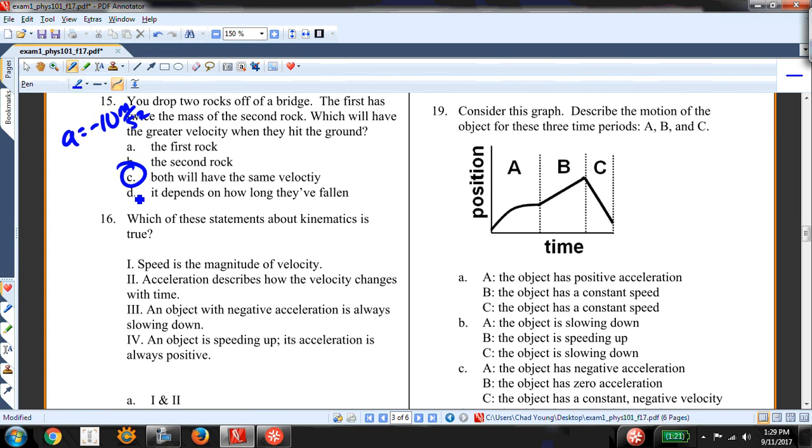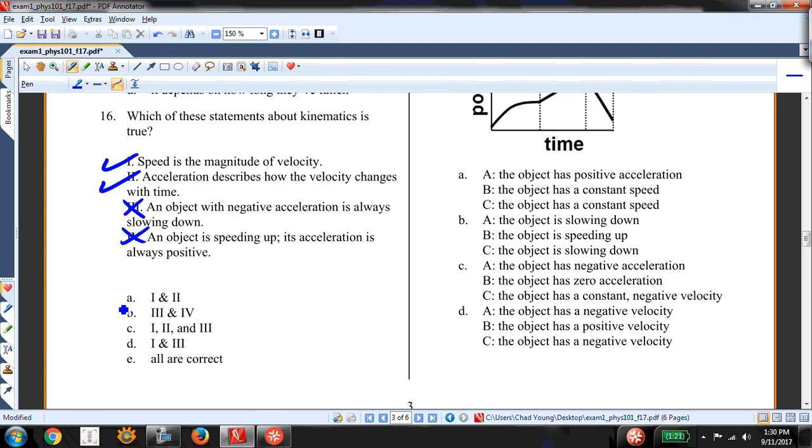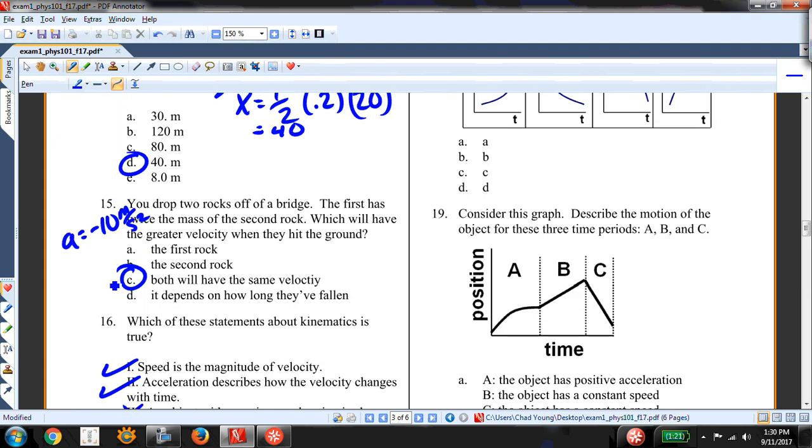Which of these statements about kinematics is true? Speed is the magnitude of the velocity. That's true. Acceleration describes how the velocity changes with time. Hey, that's true too. Object with negative acceleration is always slowing down. Not true. In fact, you can have negative acceleration while it's speeding up. You drop something. Negative acceleration, speeding up. An object is speeding up. Its acceleration is always positive. That's also not true. So A is the right answer.